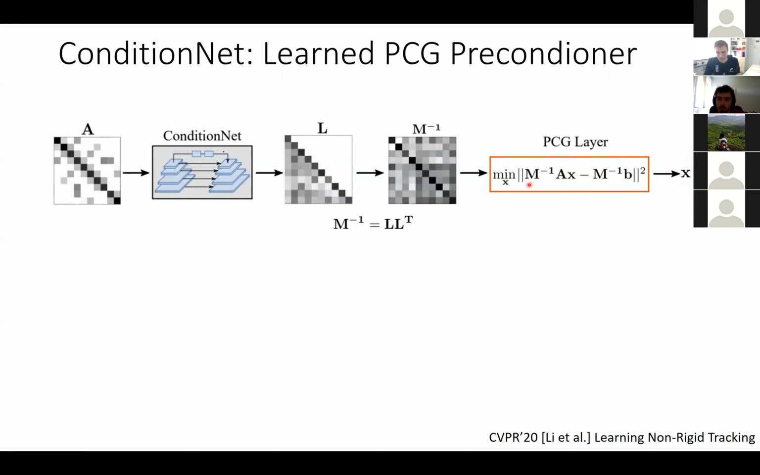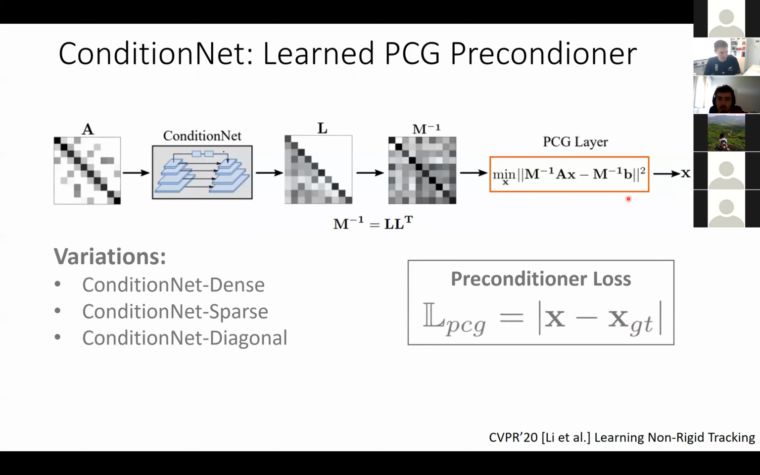Now the PCG layer also takes an M inverse here, and it gives us some X as the output, right? And now there's a bunch of variations. One variation is how many entries in this matrix we allow the network to predict. We can make it sparser, we can make it denser. And I will show you in a second what the implications are.